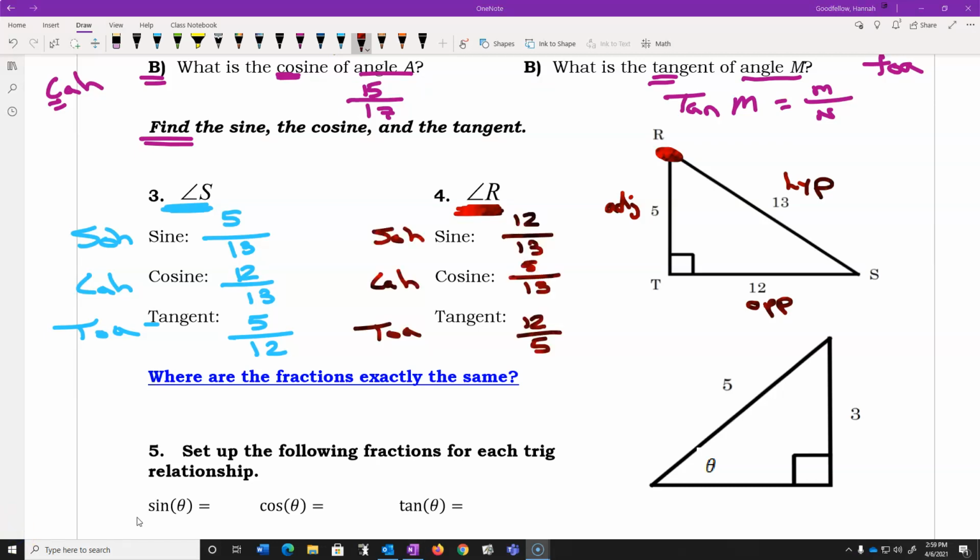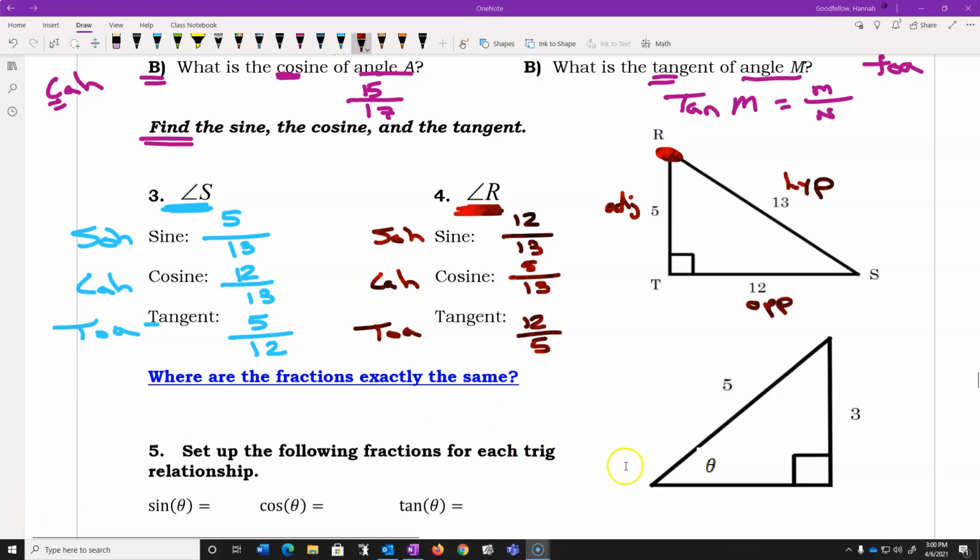And voila! There you go. You've got your answers. Check to see if you got them right. So, sine, meaning opposite and hypotenuse, 12 over 13, so that looks good. Cosine, adjacent and hypotenuse, 5 over 13, and TOA, opposite over adjacent, right?